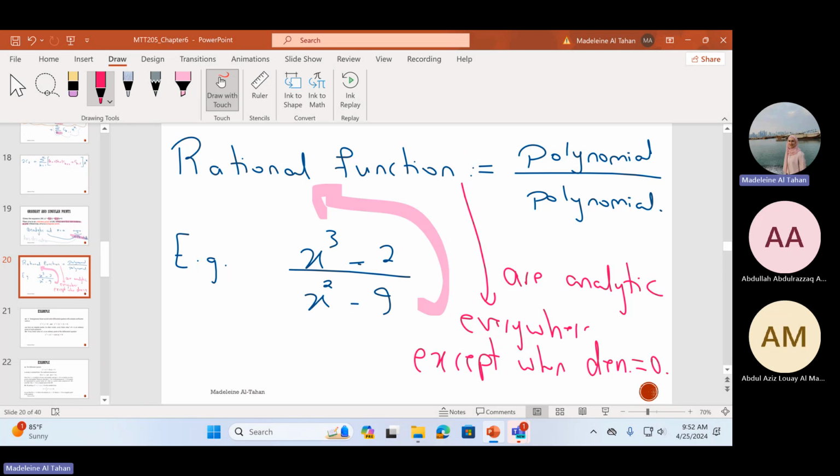So what can we say about this one? Is it analytic at 0? Is it analytic at 3? Let's just write your notes. We'll give some examples, and for these examples, we'll study them together.